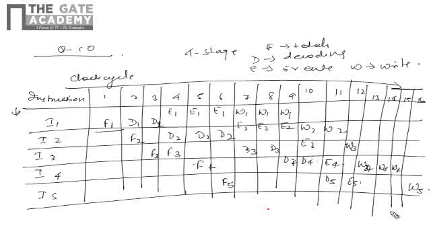Now we will see the question. The first question is, at what clock cycle will instruction I3 complete decoding? See, I3 is completing decoding at cycle number 8. So the first answer is 8, and the option is C.